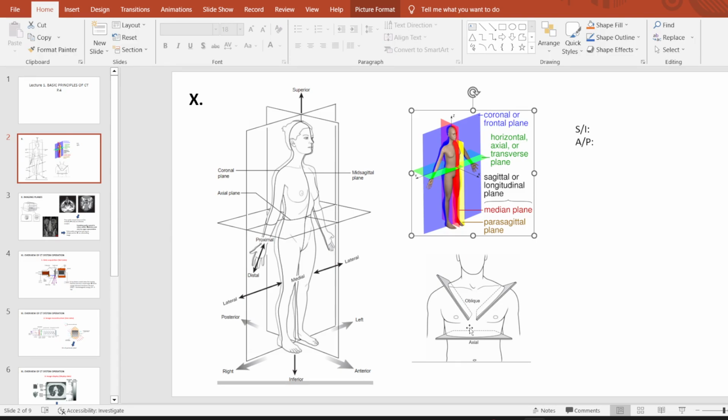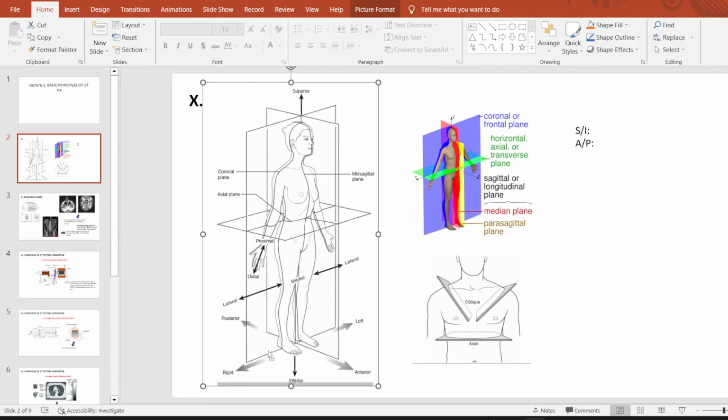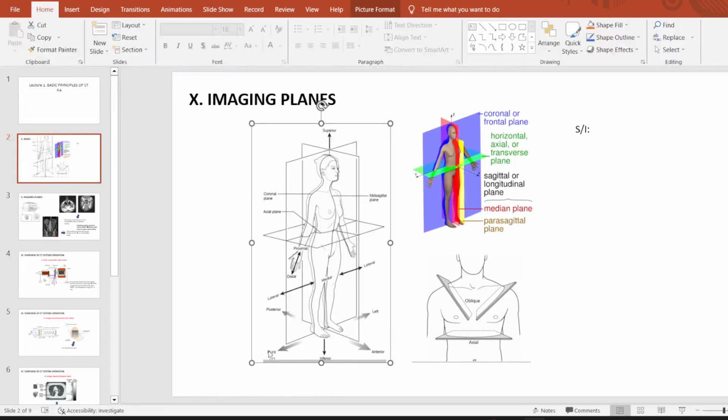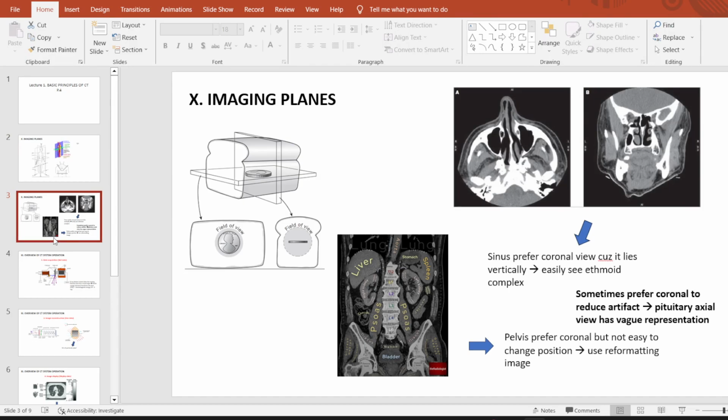All right, so let's take it back. That's the imaging planes. Well, I want to add some notes for you right here, the application of the planes. You can see this is the demonstration of the role of the planes, changing planes while we scan with CT, while we use CT to scan our body.